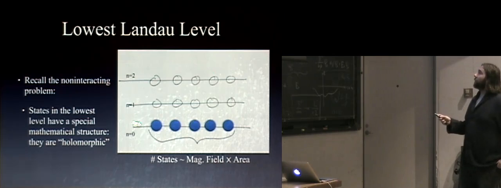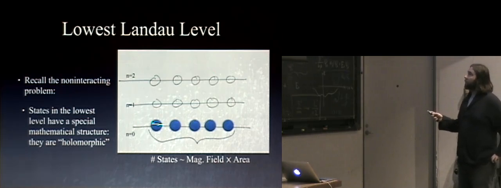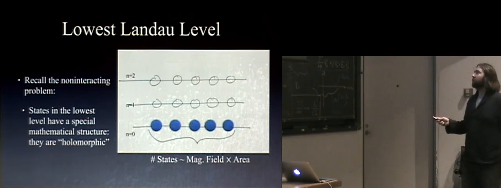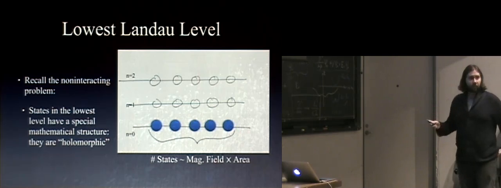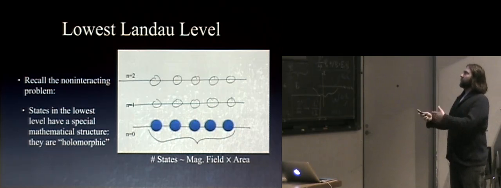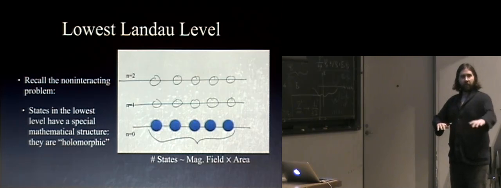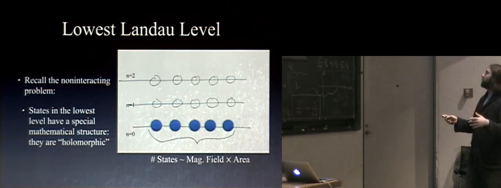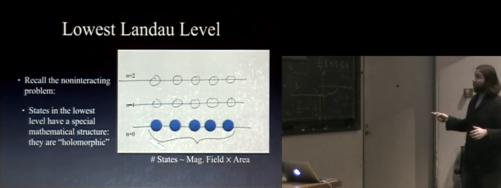And remember that in each one of these energy levels, the number of states in each energy level is proportional to the magnetic field strength times the area, right? Which is basically if I took the magnetic field strength and integrated over the size of the sample. That number is basically, up to numerical constants, the number of states that I have here.